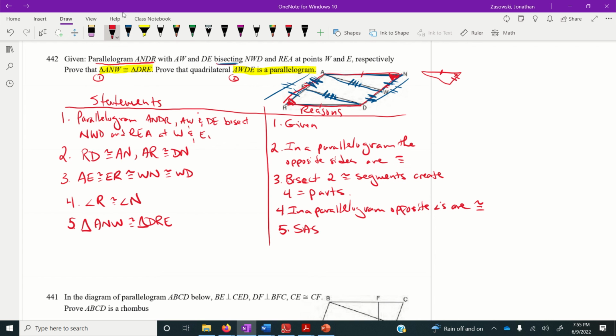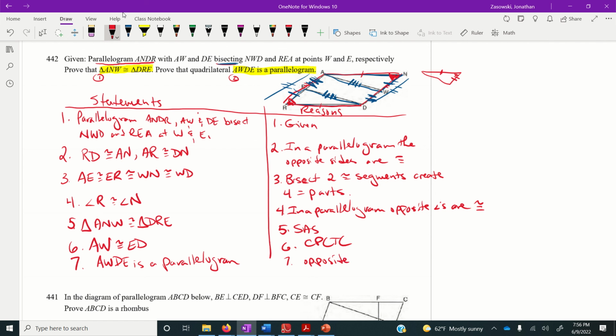So 2 more steps here. 6, we want to say that AW is congruent to ED with, once again, because we got the triangles congruent, that's CPCTC. And for number 7, we're going to go ahead and make a statement that says that AWDE is a parallelogram. And then why is it a parallelogram? Because the opposite sides are congruent in a parallelogram, and that would be enough.